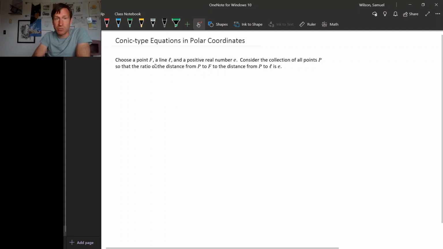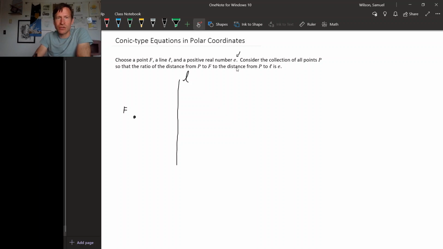First you choose a point F, which I'll put right here, and a line, which I'll call L. So I'll put L over here, and some positive number called E. And what you do is consider the collection of all of the points so that the ratio of the distance from P to F to the distance from P to L, so it's this distance divided by that distance, is equal to your real number E.